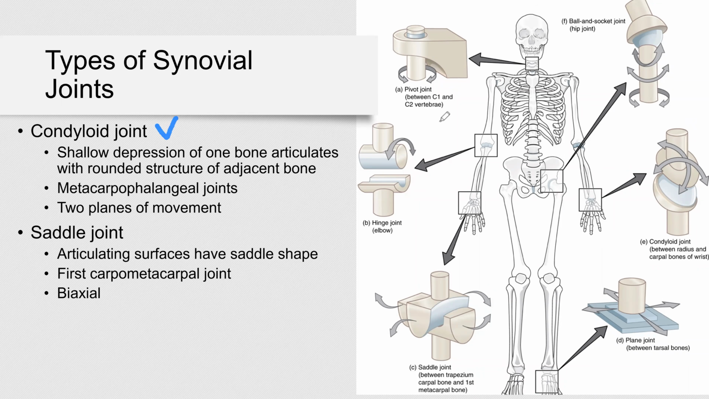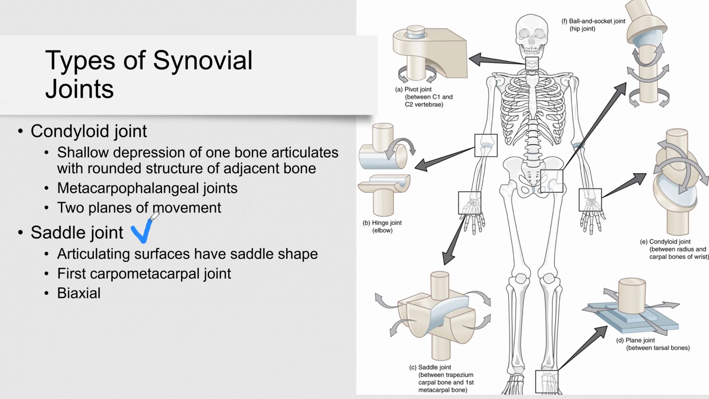Condyloid joint, shown right here. When we have a shallow depression of one bone, so here's our shallow depression, and it articulates with rounded, I'm sorry, no, hold on a second. Yeah, this is a shallow depression, because the blue part over here is our articular cartilage. So we have a shallow depression over here, and a rounded surface of another bone. This gives us two planes of movement. An example would be the metacarpophalangeal joint, so your knuckles.